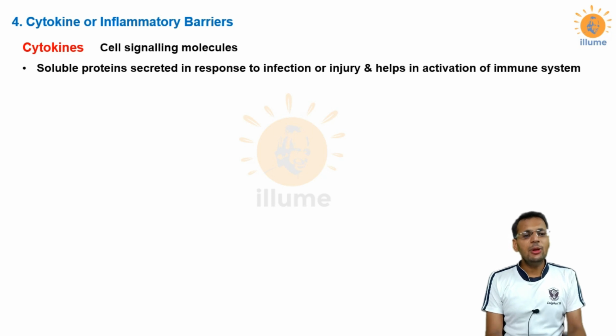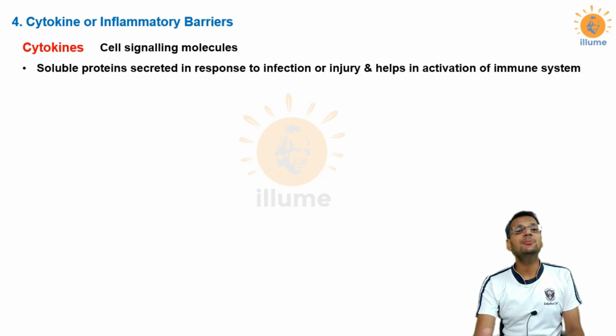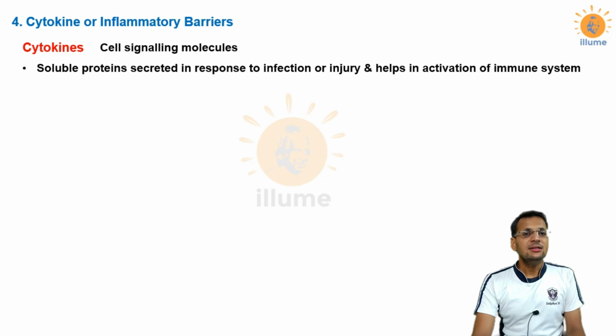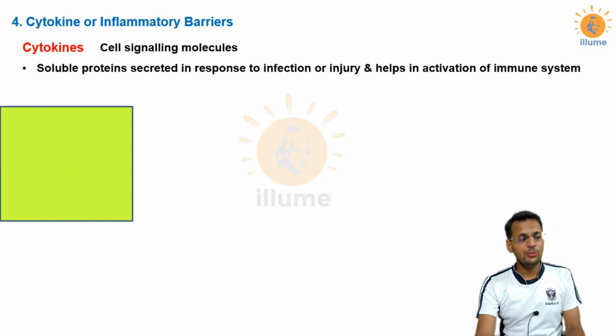These are basically soluble proteins which are secreted in response to any infection or injury and helps in the activation of immune system. Any injury or infection that is damaging a tissue, then the tissues in that area, the cells there produce cytokines, and these cytokines helps in the activation of immune system. Now how does it take place? I'll discuss it in detail in a few minutes.